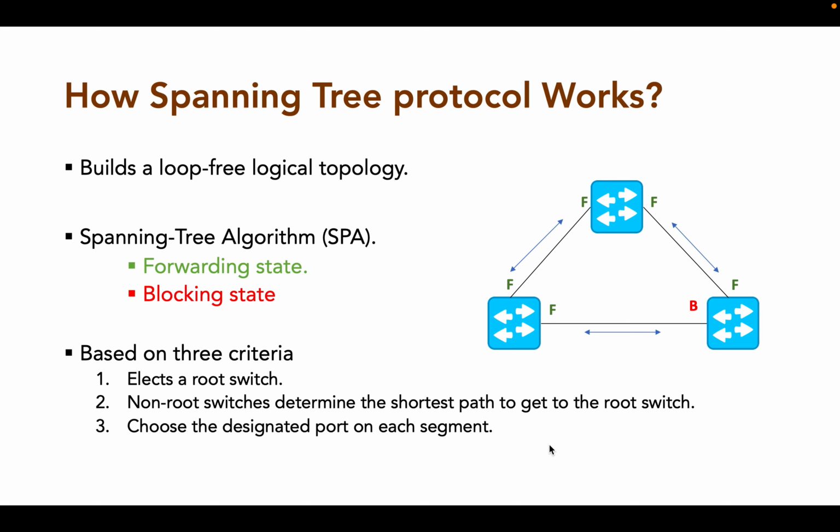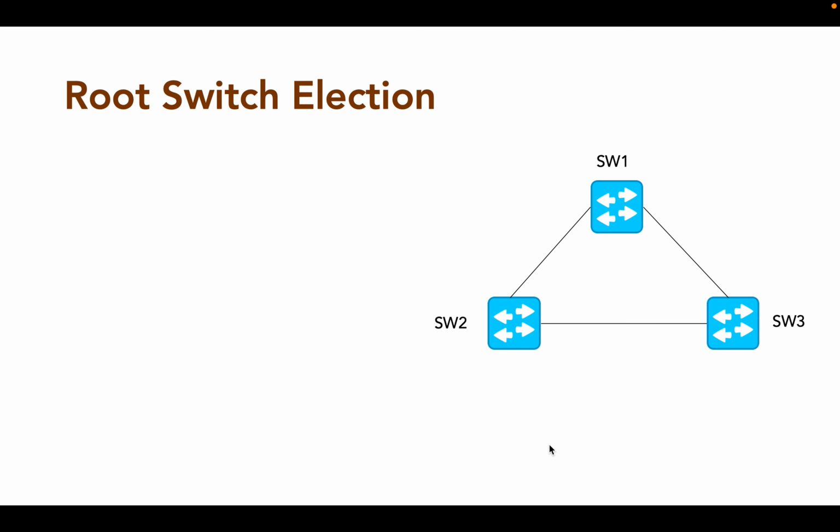The above functions and many more are performed by exchanging BPDUs, also known as Bridge Protocol Data Units. BPDUs are messages used by switches to exchange STP information with each other in order to elect a root switch and detect loops. The most common messages are called hello BPDUs. Let's go ahead and look at the first criteria, electing the root switch.